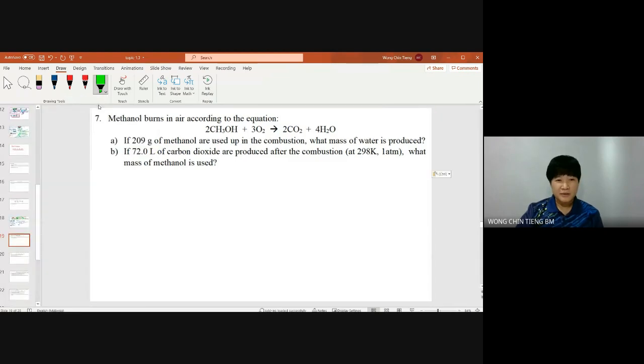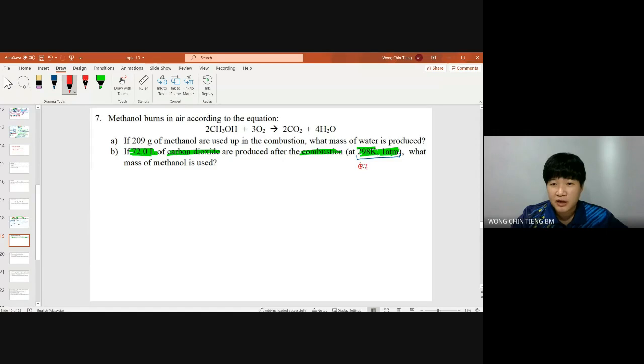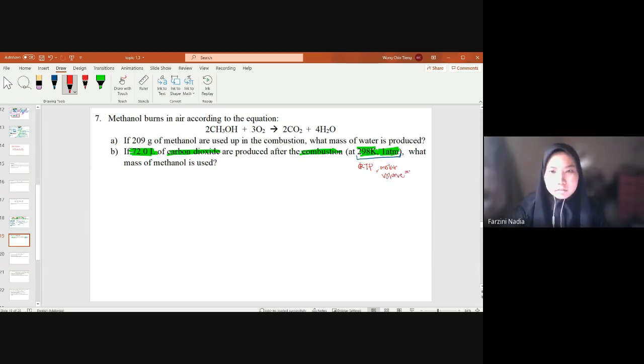72 liter of carbon dioxide produced after the combustion at 298 Kelvin 1 atm. Question to Fazini. 298 Kelvin 1 atm. Soalan teacher. STP or RTP? Fazini? RTP. RTP means molar volume berapa? 24 liter.